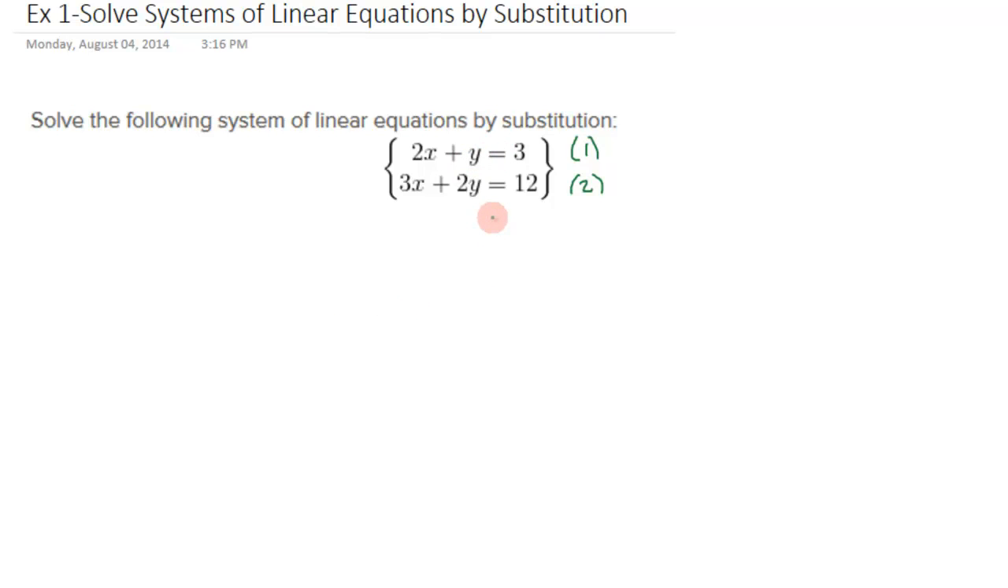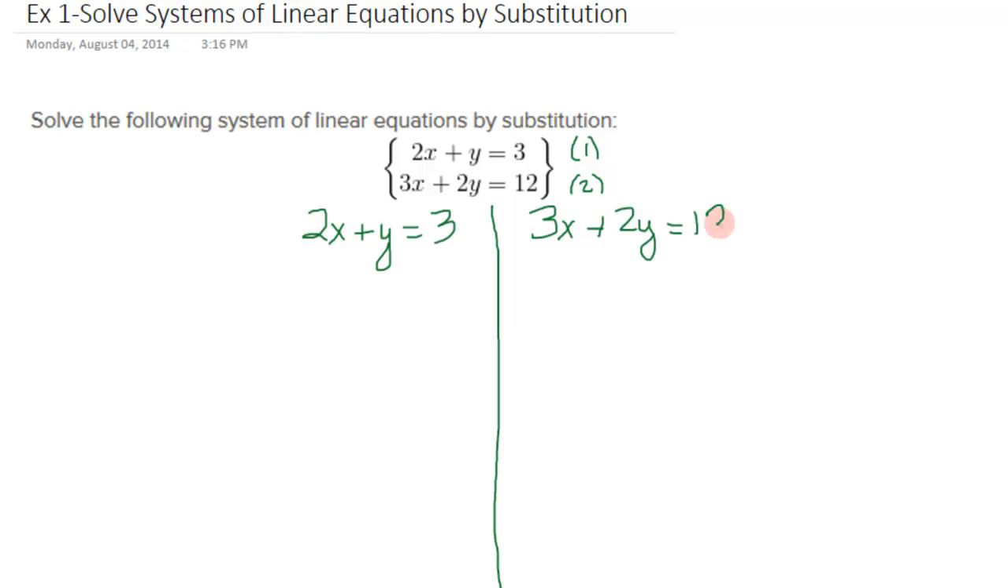I showed you in the last video to draw a line down the middle of your paper and take the equation that has the variable by itself and rewrite it on the left-hand side of your paper. So that's what I'm doing now. And then take the second equation and rewrite it on the right-hand side of the paper. That's just to get us going.